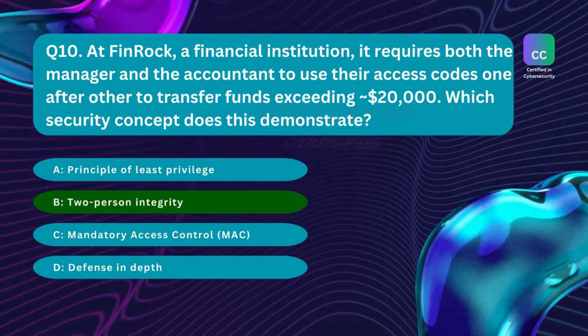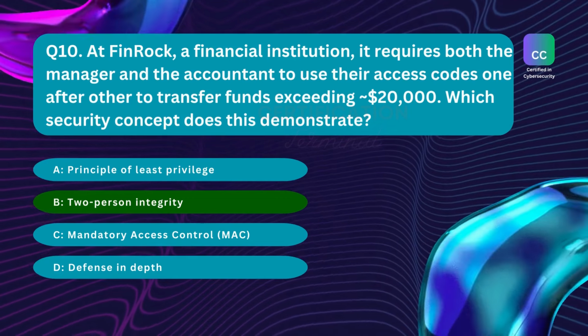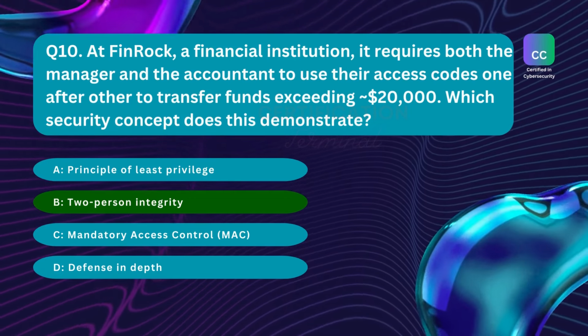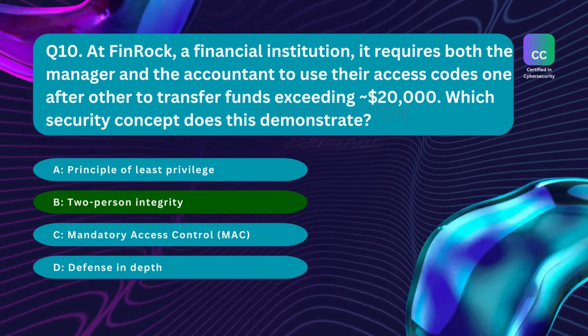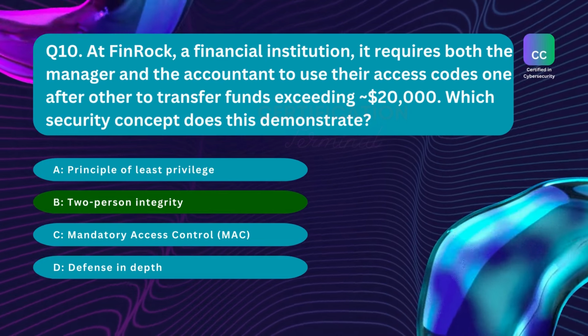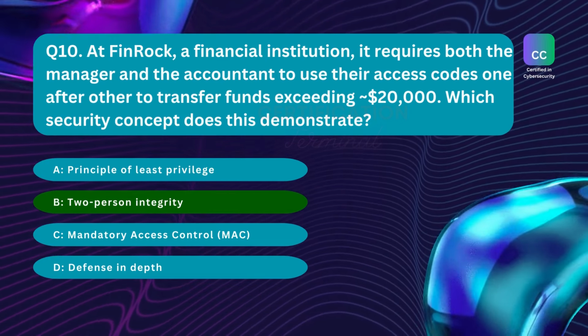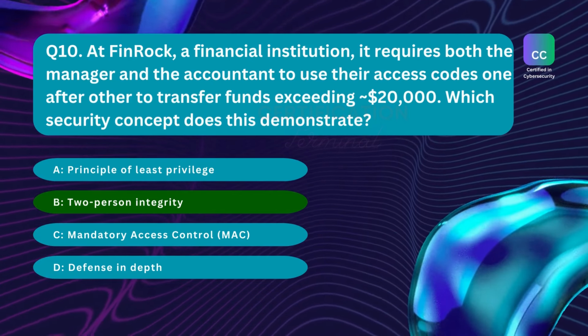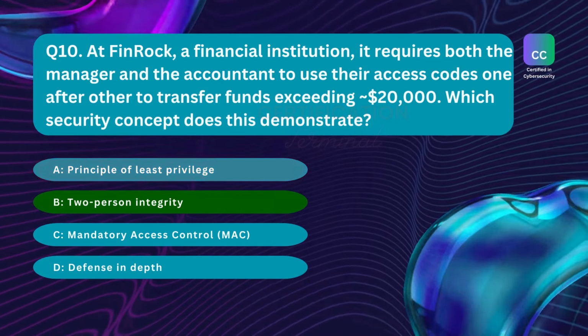Two-person integrity, also known as dual control, is a security strategy that requires at least two individuals to complete certain tasks. This principle is employed to prevent fraud or errors. In this case, the fund transfer process requires two individuals, a manager and an accountant, reflecting the two-person integrity principle.